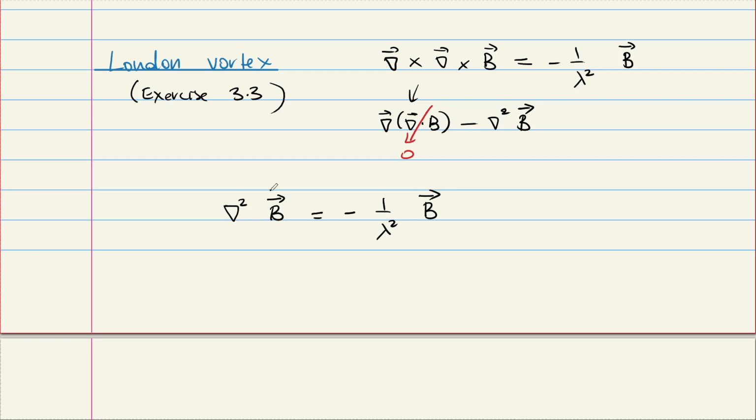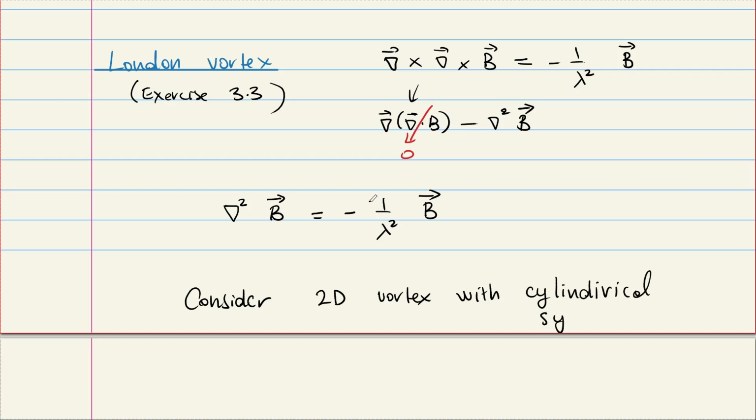Yes, but this is component by component, right? But here, because I want to look at the vortex, I want to consider a 2D vortex with cylindrical symmetry. It should be plus. Is it plus? Yes, I think it is plus. Thank you. So this is cylindrical symmetry.